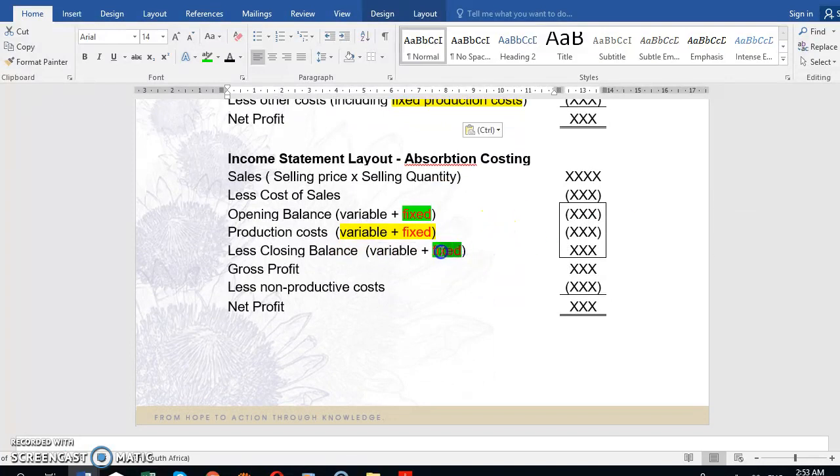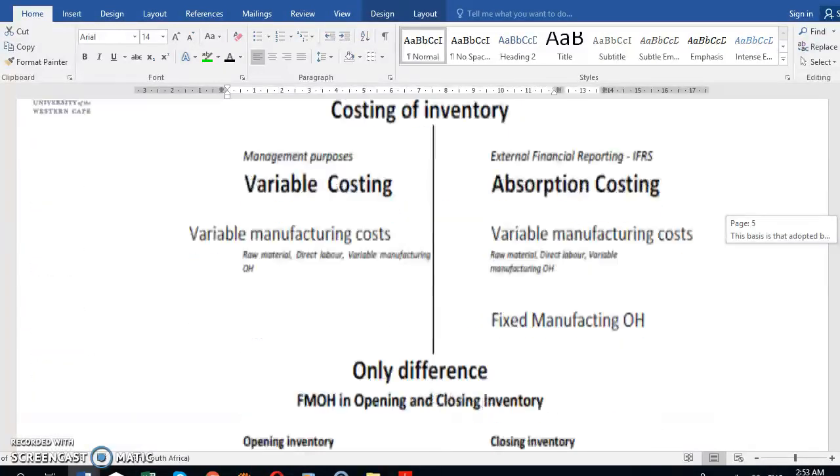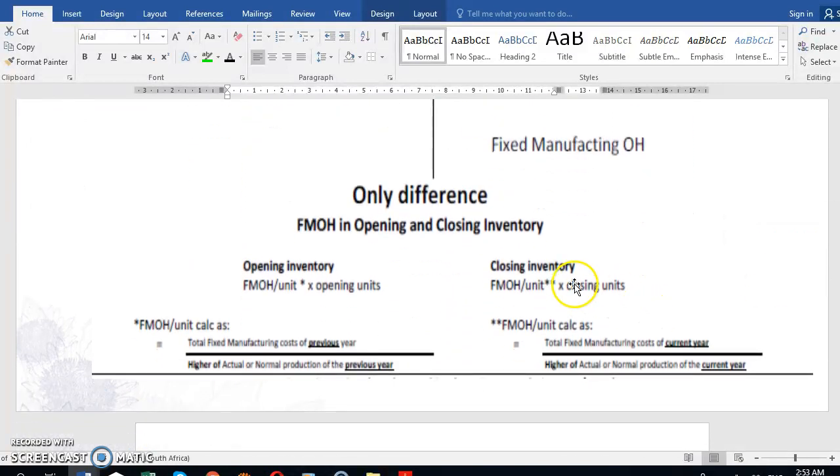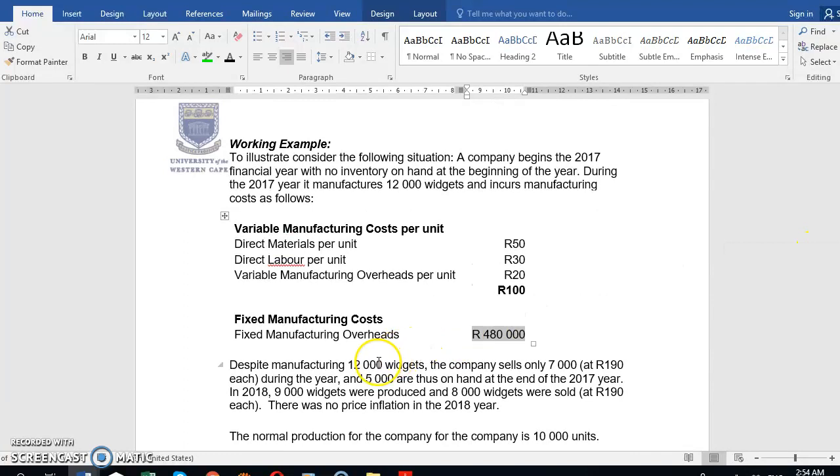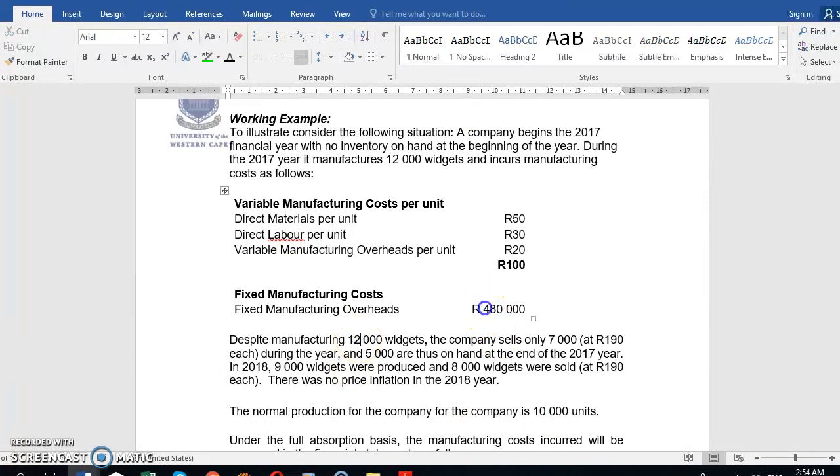The fixed part, however, we have to apply this formula, and because I'm focusing on closing stock, it is essentially that formula, and it's the total fixed manufacturing cost of the current year divided by the higher of actual or normal in the current year. Now the current year cost is 480,000. Actual production in the current year is 12,000. Normal production is 10,000. So if I have to take the 480 divided by the higher of actual or normal, the higher of 12,000 or 10,000 is 12,000. Therefore, I'm going to say 480,000 divided by 12,000.